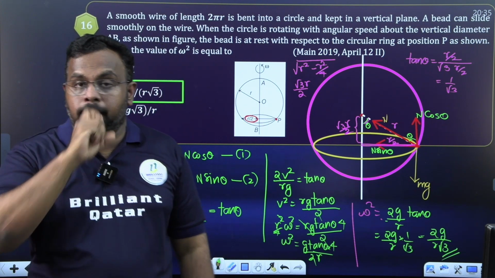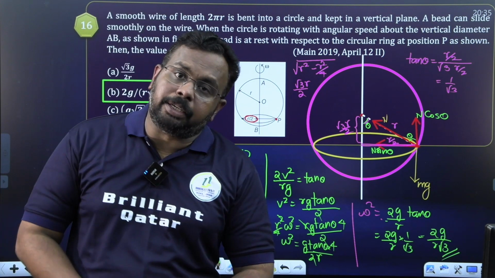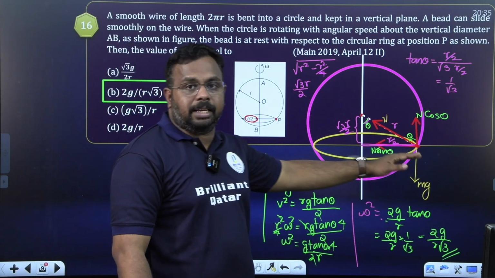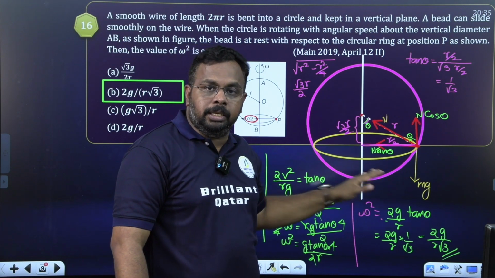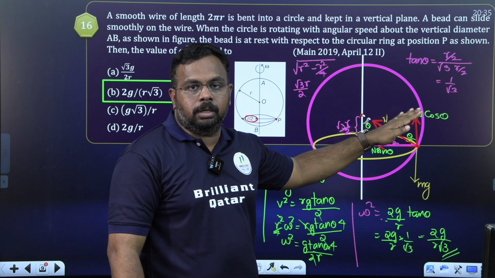Okay. And it can happen at any other point. So this point is just like a rough point only. It can be at any other point. Got it?